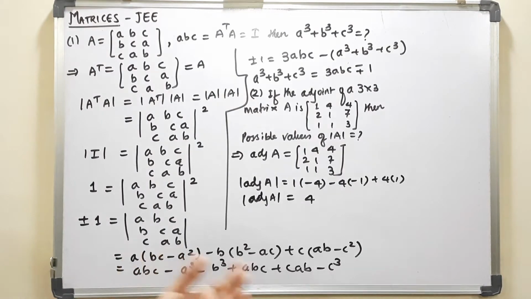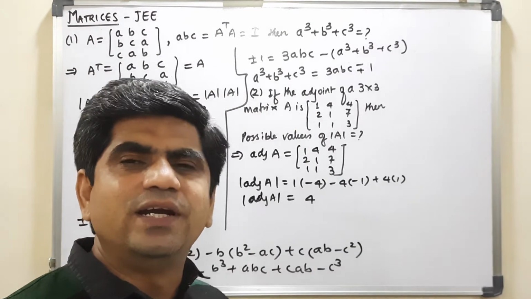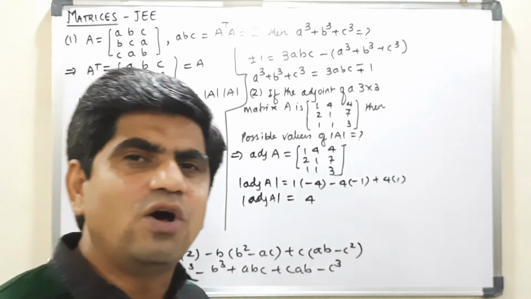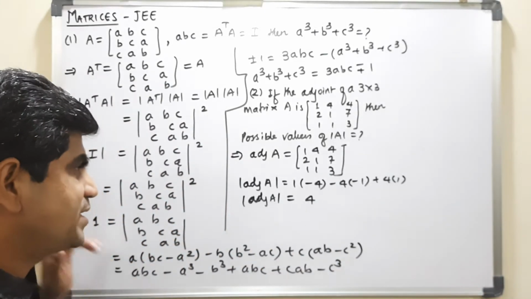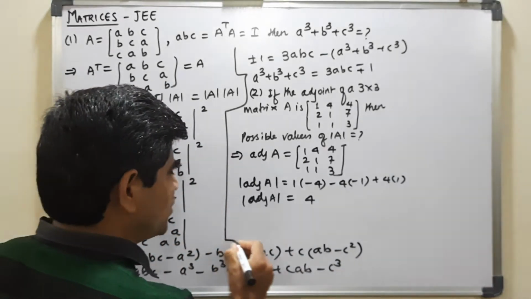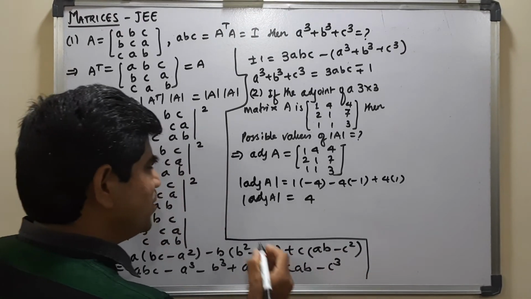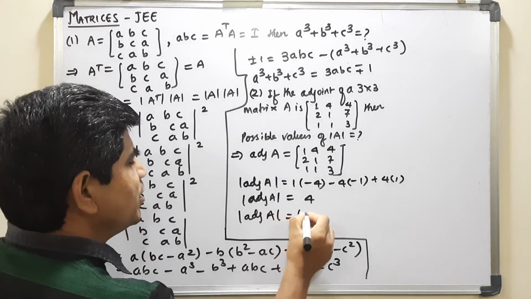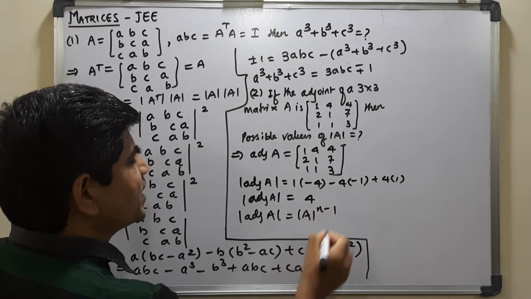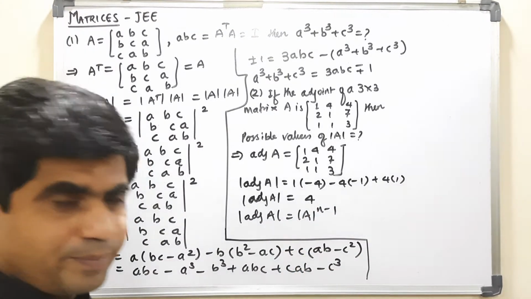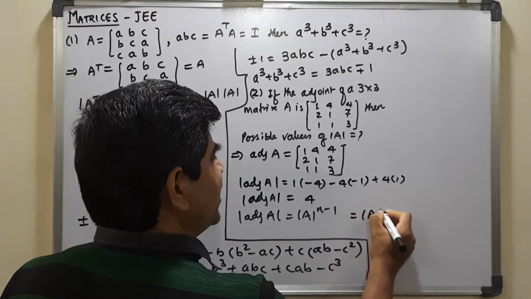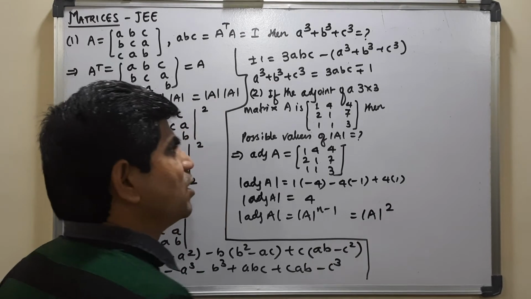Now the relationship between the determinant of adjoint of A and the determinant of A is already established, which we have studied in your previous sessions. You can refer back to those videos and you will see that determinant of adjoint of A is equal to determinant of A raised to n minus 1, where n is the order of the determinant. That is nothing but determinant of A raised to 2, because the order is 3.